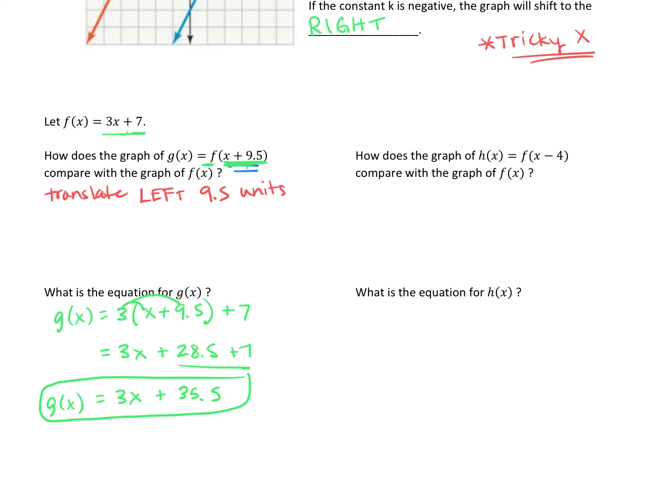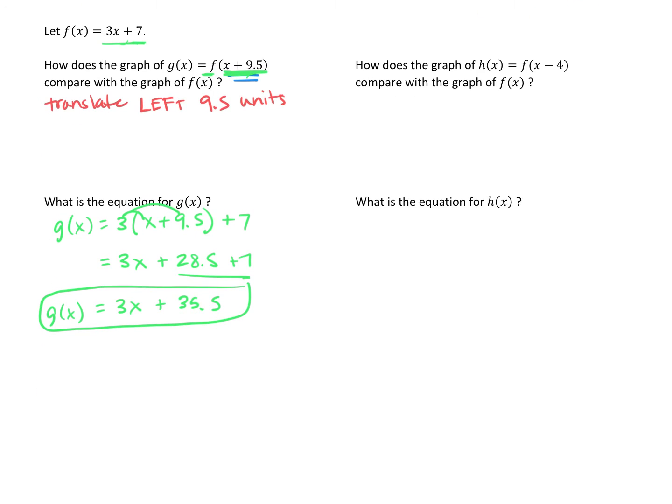One thing I do want to point out, the original f function had a slope of 3 and a y-intercept of 7. Our g of x function, when we added a 9.5 to the input, it translated left 9.5 units, but if you notice, it didn't change the slope. The slope is still a 3, but it did change the y-intercept. So let's just make a note of that when we do a translation, we will still have the same slope. That doesn't change, but the y-intercept is different. That's another comparison.